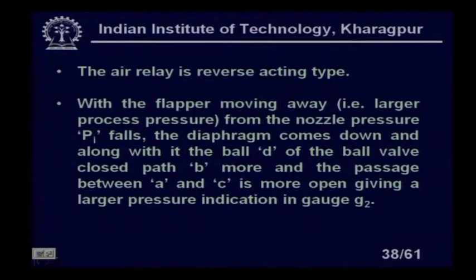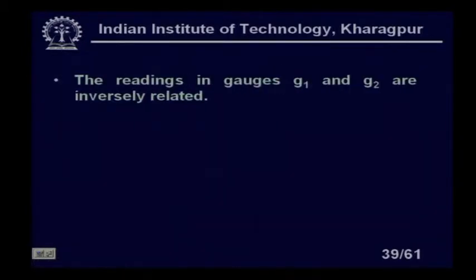Okay. So, when P I falls, when G 1 is showing a lower pressure, G 2 will show the larger pressure. The readings in gauges G 1 and G 2 are always inversely related. It is the other way also.